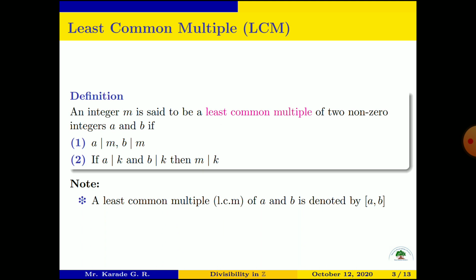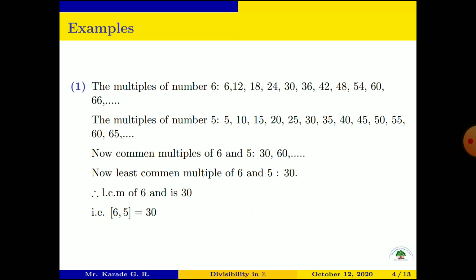We note that the least common multiple, LCM, of a and b is denoted by the notation square bracket a comma b. Okay, so let us consider one example on least common multiple. This example gives the procedure to find the least common multiple of two given integers. Here two integers are given, which are 6 and 5, and we have to find the least common multiple of 6 and 5.